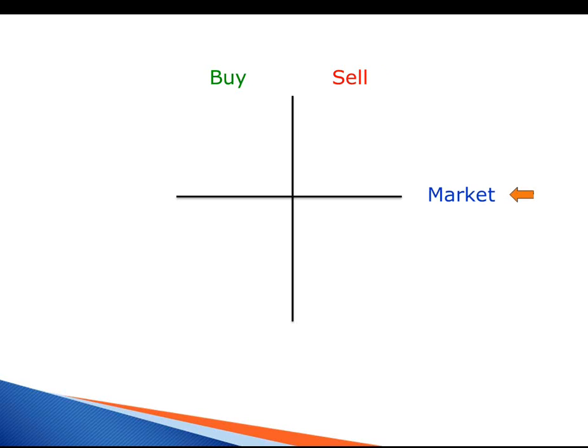Next, we're going to label the horizontal line. We're going to label this market. This is the current market price, and brings us to our first order, a market order. A market order tells the broker to buy or sell at the current market price. So if you're buying, you'll be filled at the current ask price, or if you're selling, at the current bid price.